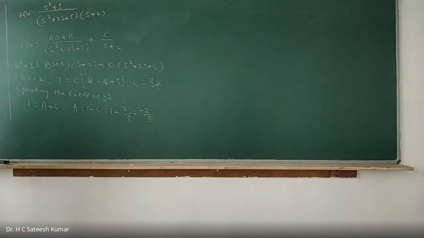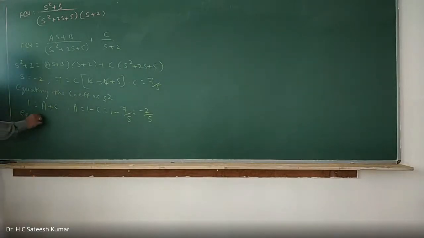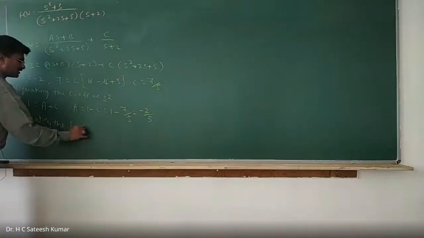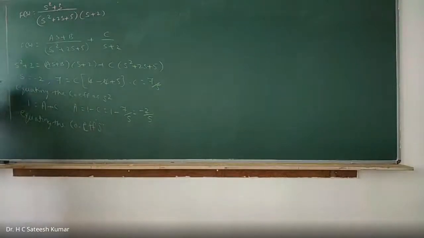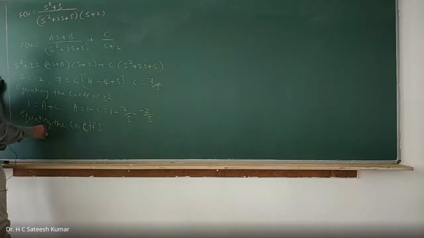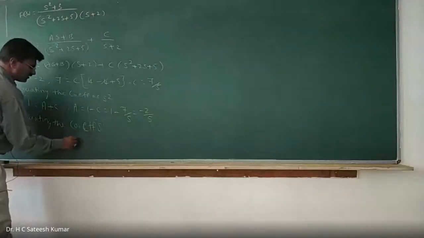Now we got C and A. Now we'll have to find out B, equating the coefficients of s. What will you get? So s coefficient is what? Sorry, s coefficient is 0 on the left hand side. 0 is equal to.